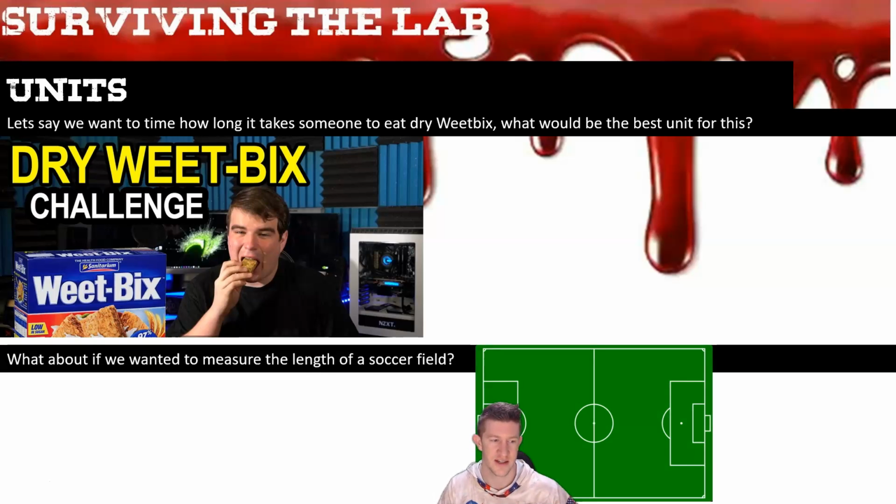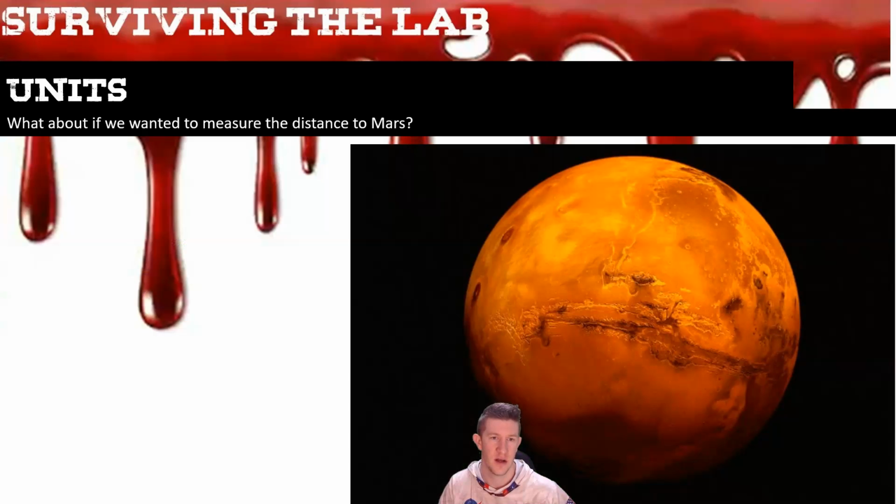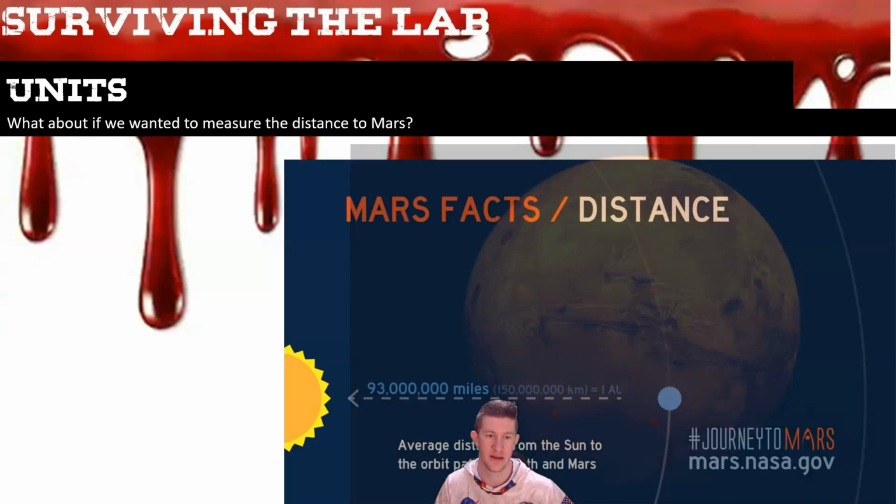But in contrast, what if we wanted to measure the length of a soccer field? What kind of units would we use? Would we use centimeters, meters, kilometers? So the units obviously depend on what we're doing, and you need to think about what's the most appropriate unit for it. What if we wanted to measure the distance from Earth to Mars? That's huge. So in this case, even kilometers could become a little bit ridiculous because the number would be so massive, and we do have bigger and bigger units that we use for that. So it's really just important to understand that the units can change depending on what we're actually measuring.